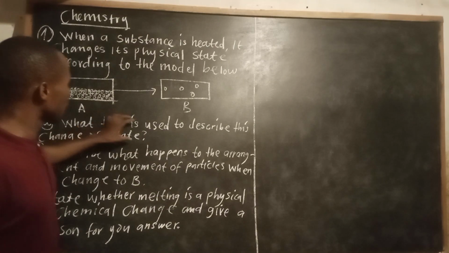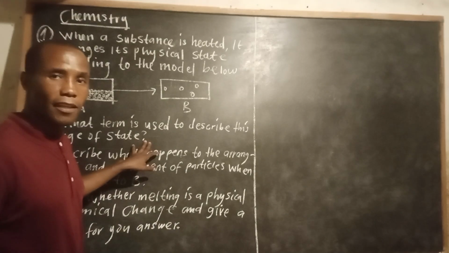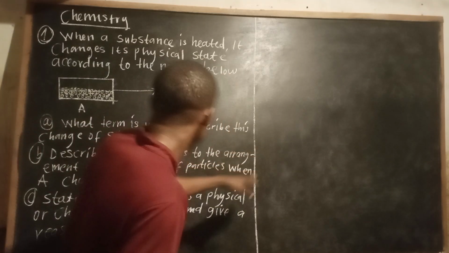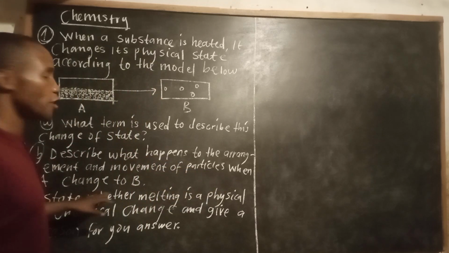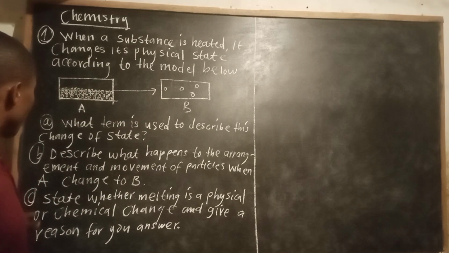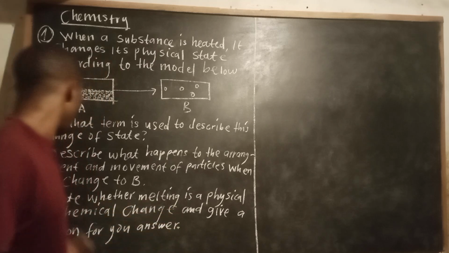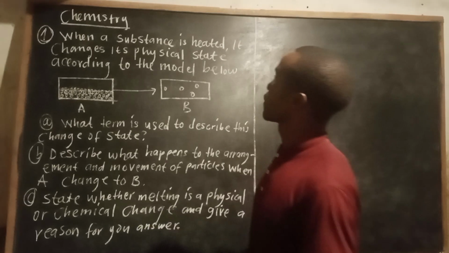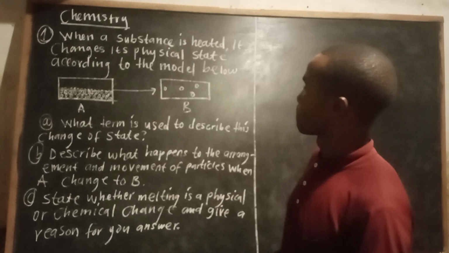A, what term is used to describe this change of state? B, describe what happens to the arrangement and movement of particles when A changes to B. Then C, state whether melting is a physical or chemical change and give a reason for your answer. So these are the questions that we have under chemistry, which is science.